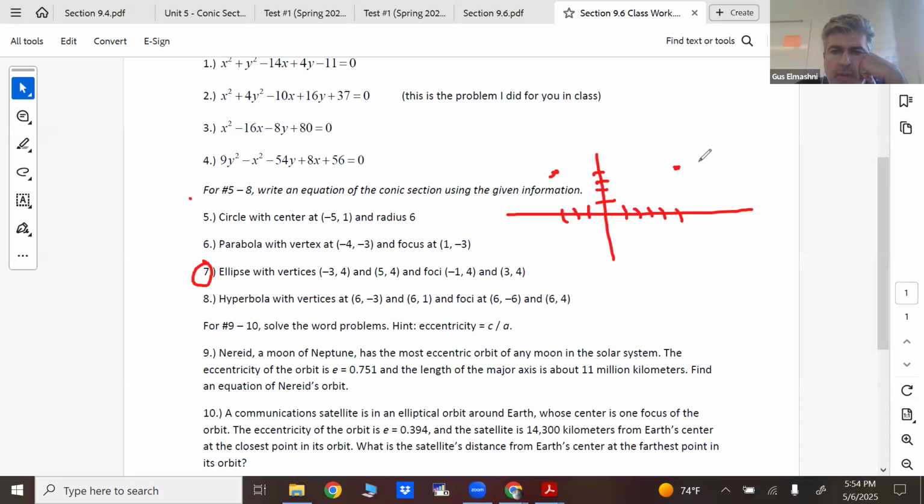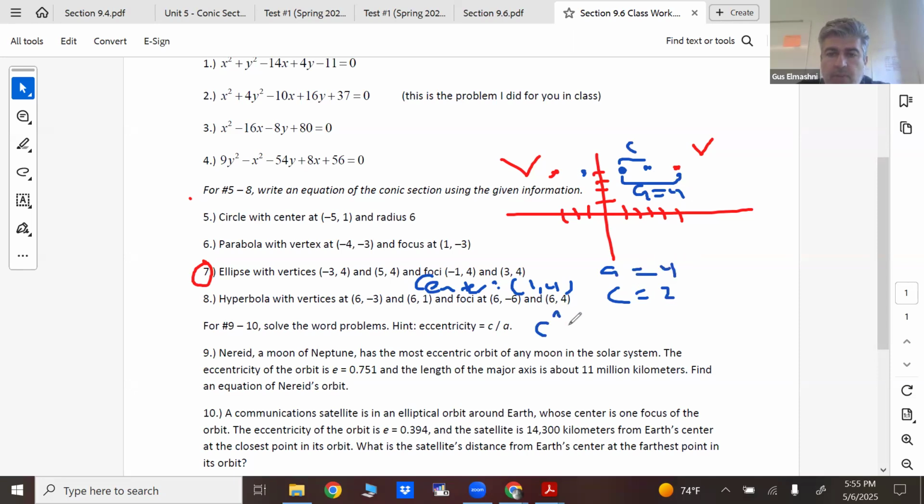So if those are the endpoints of the major axis, what would be halfway between them? It's x equals 1. So 1, 4. That's my center. My foci are negative 1, 4, and 3, 4. So remember the distance between the center and the foci is called c. So c is 2. And the distance between the center and the vertex, of course, is a, and a is 4.